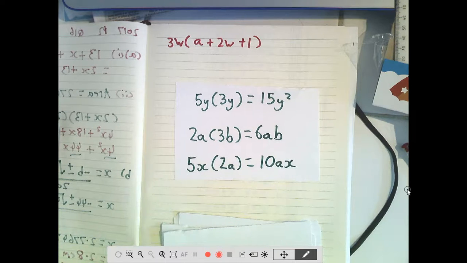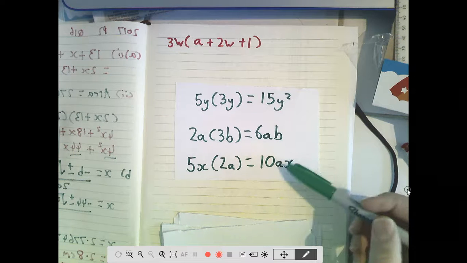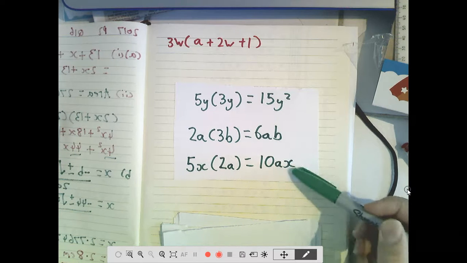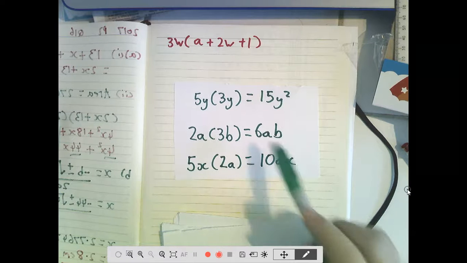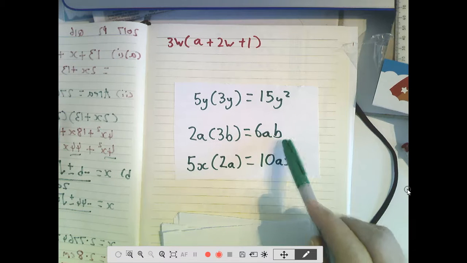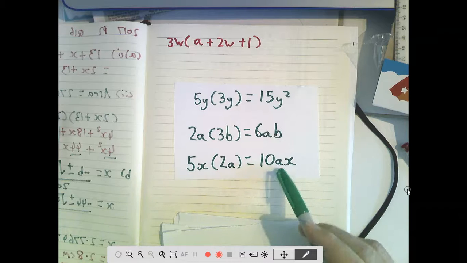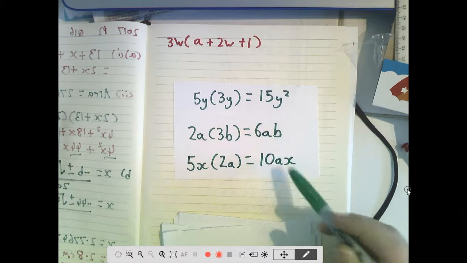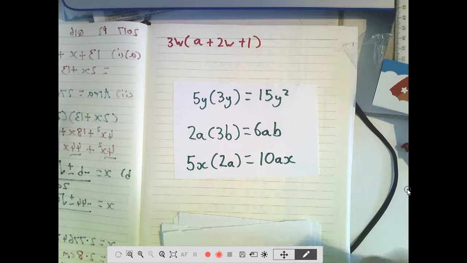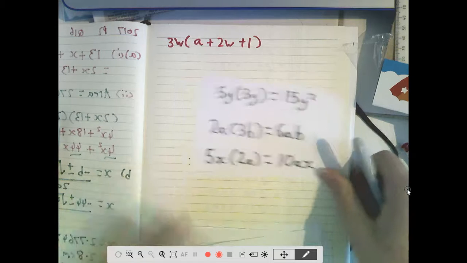Now, one thing I want to point out here is when you've got two letters being written next to each other when we're talking about algebra, what you need to do is make sure you write them in alphabetical order. So here I wrote A in front of B, whereas here I've written A in front of X. Again, A comes before B in the alphabet, A comes before X in the alphabet. That's the only reason that we do it that way around.